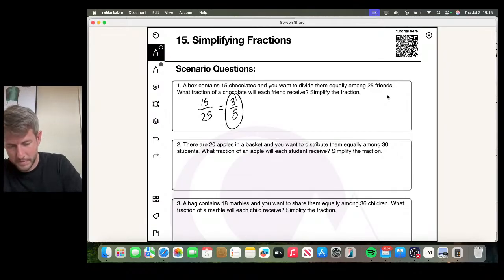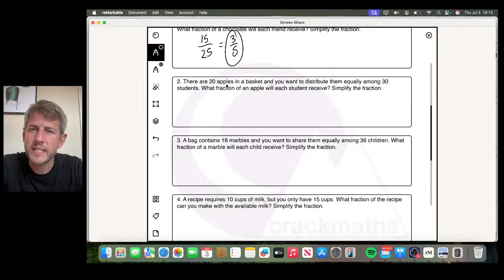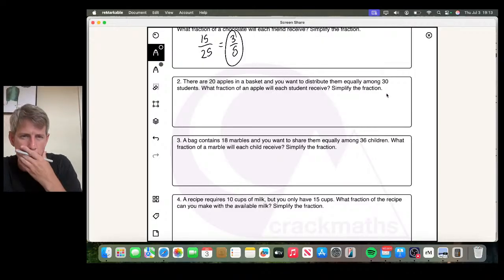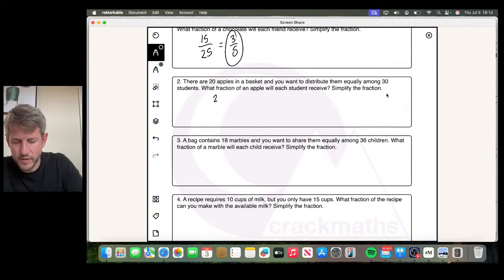Okay. Next one. There are 20 apples in a basket and you want to distribute them equally among 30 students. What fraction of an apple will each student receive? Simplify the fraction. So, we've got 20 apples and we're dividing them by 30. So it's 20 over 30. Okay, and these both divide by 10. So that becomes 2/3.